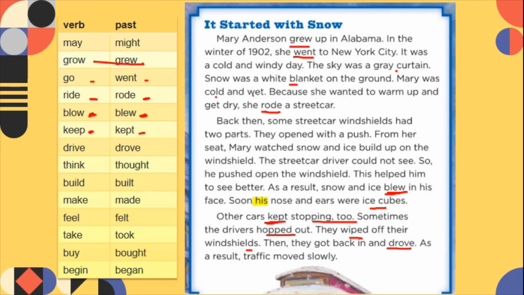So here I have got. The base form is get. It becomes got in the past. You can add it to the list. I have missed it. And here I have the word drove. Of course it is drive, but in the past it becomes drove. As a result, traffic moved slowly. So it's good. It's a nice activity.